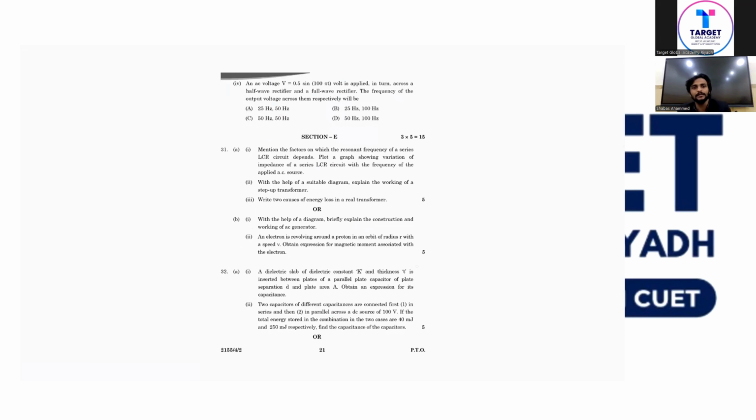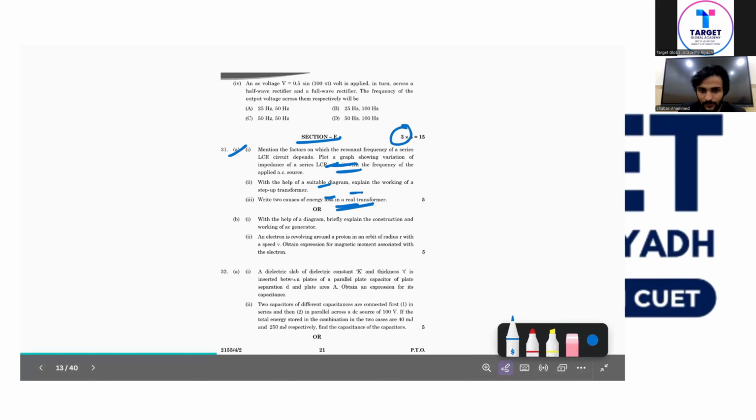Then coming to section E. Section E is important for derivations as well as numericals. So let's check the questions. Here in section E, there are 3 questions, and each question carries 5 marks. In the A part, we have some theory and some derivations. In this case, we have only a derivation, but in this case, we have a derivation to obtain the expression for capacitance as well as a numerical.